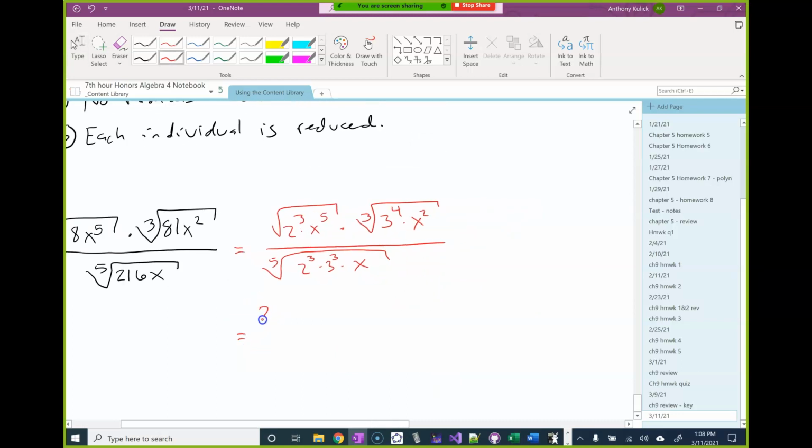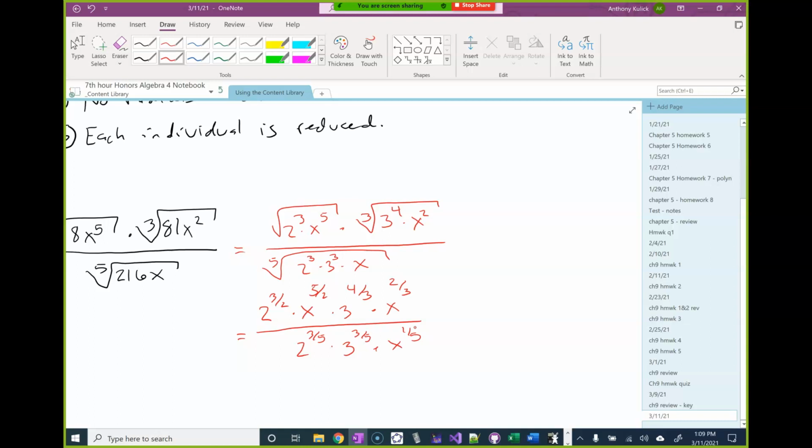So that first one is going to become 2 to the 3 halves times x to the 5 halves times 3 to the 4 thirds times x to the 2 thirds, all over 2 to the 3 fifths times 3 to the 3 fifths times x to the 1 fifth. Everybody comfortable with how I've moved to here?